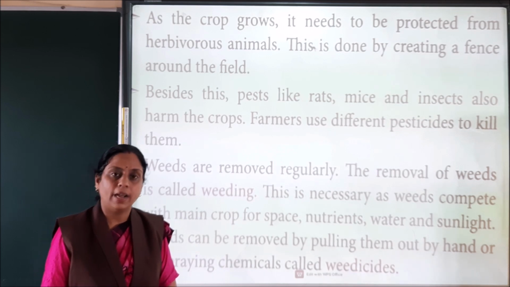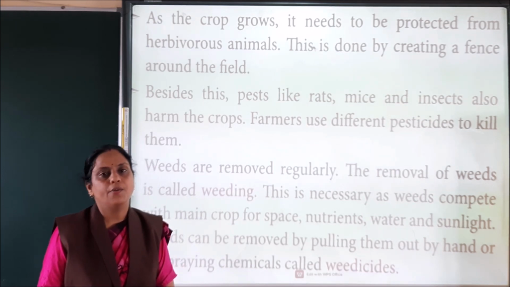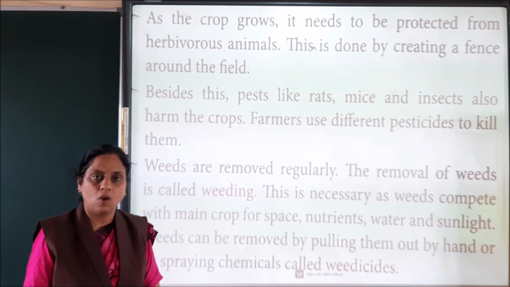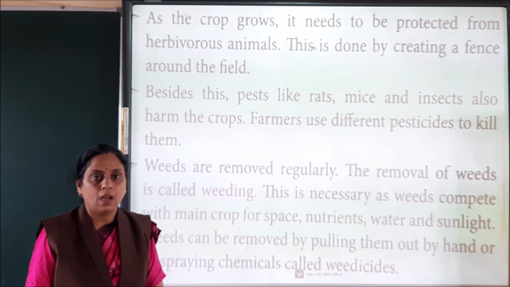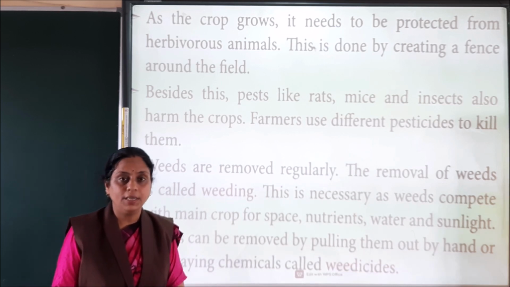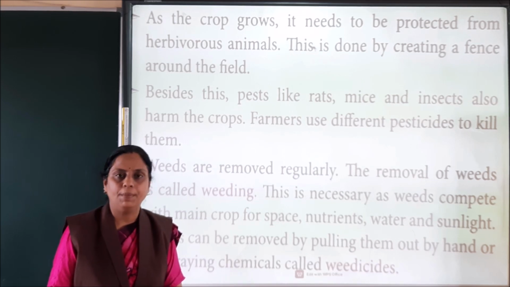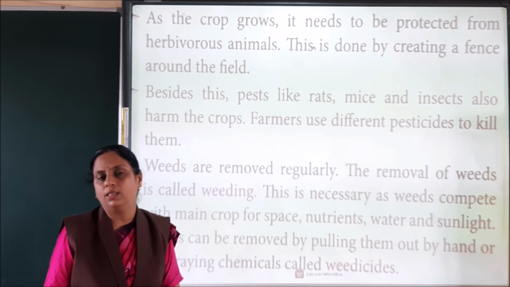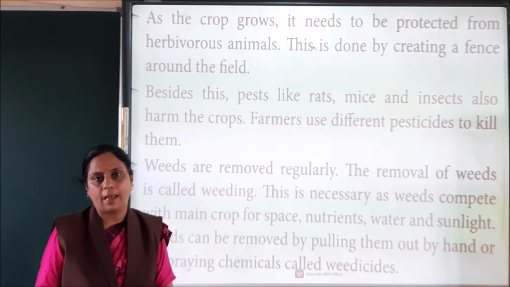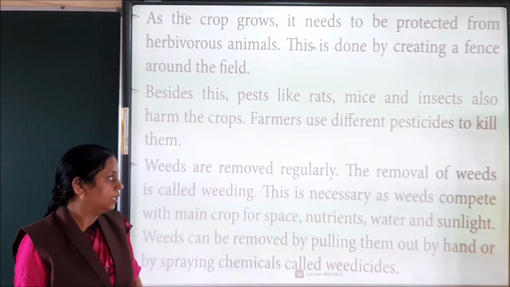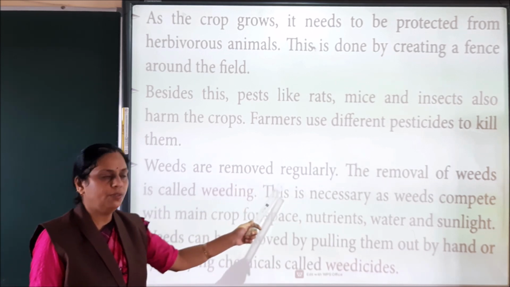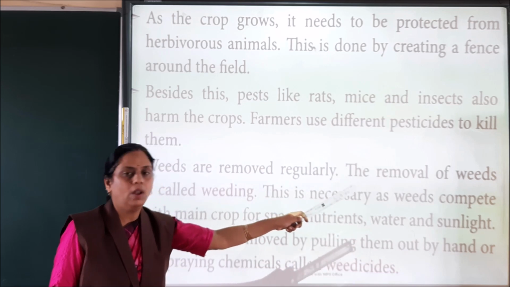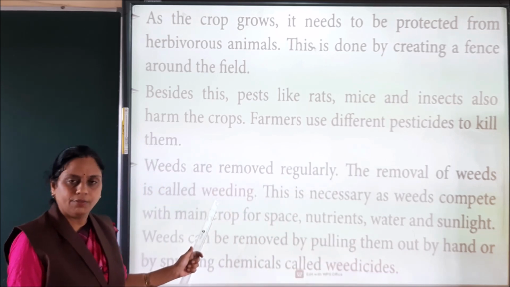These unwanted plants are called weeds, and the removal of these weeds is called weeding. And how are they removing those weeds? Either by hand or they are using a chemical called weedicides. So to remove these weeds, they are spraying the chemical called weedicides. Weeds are removed regularly. The removal of weeds is called weeding.